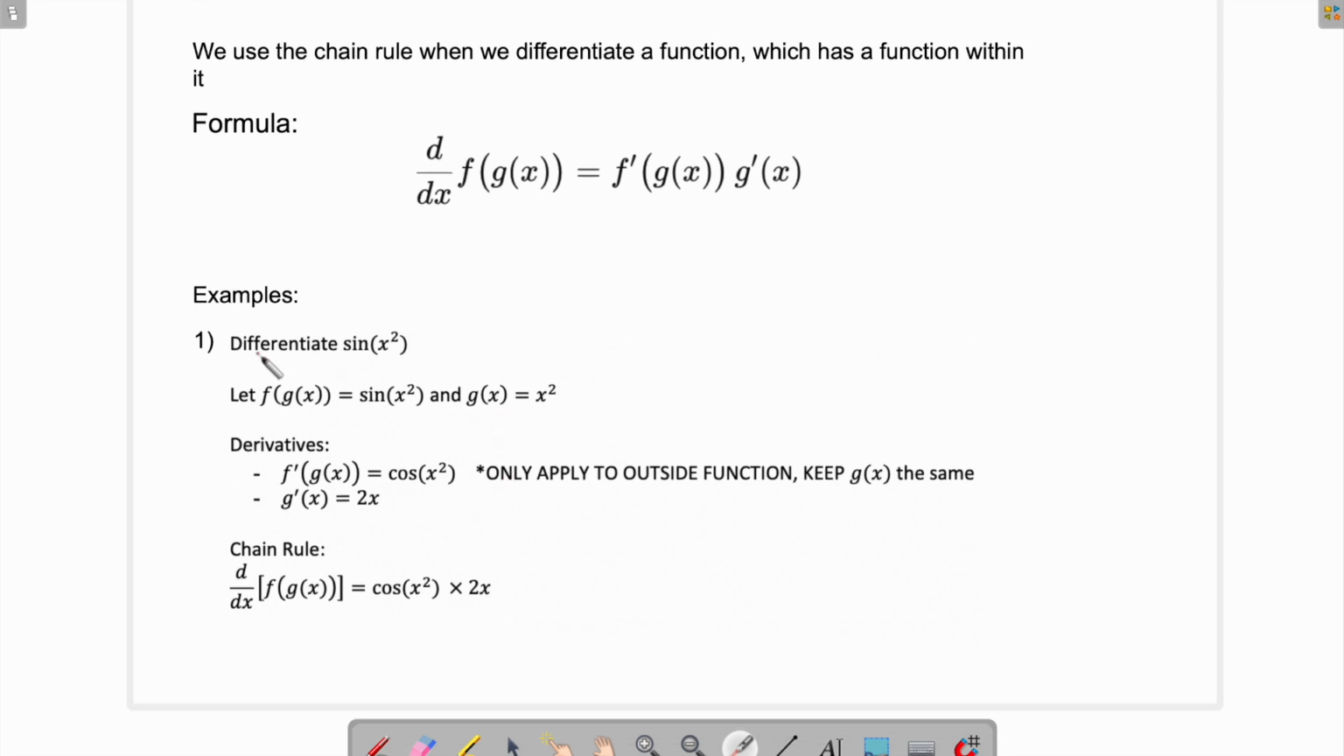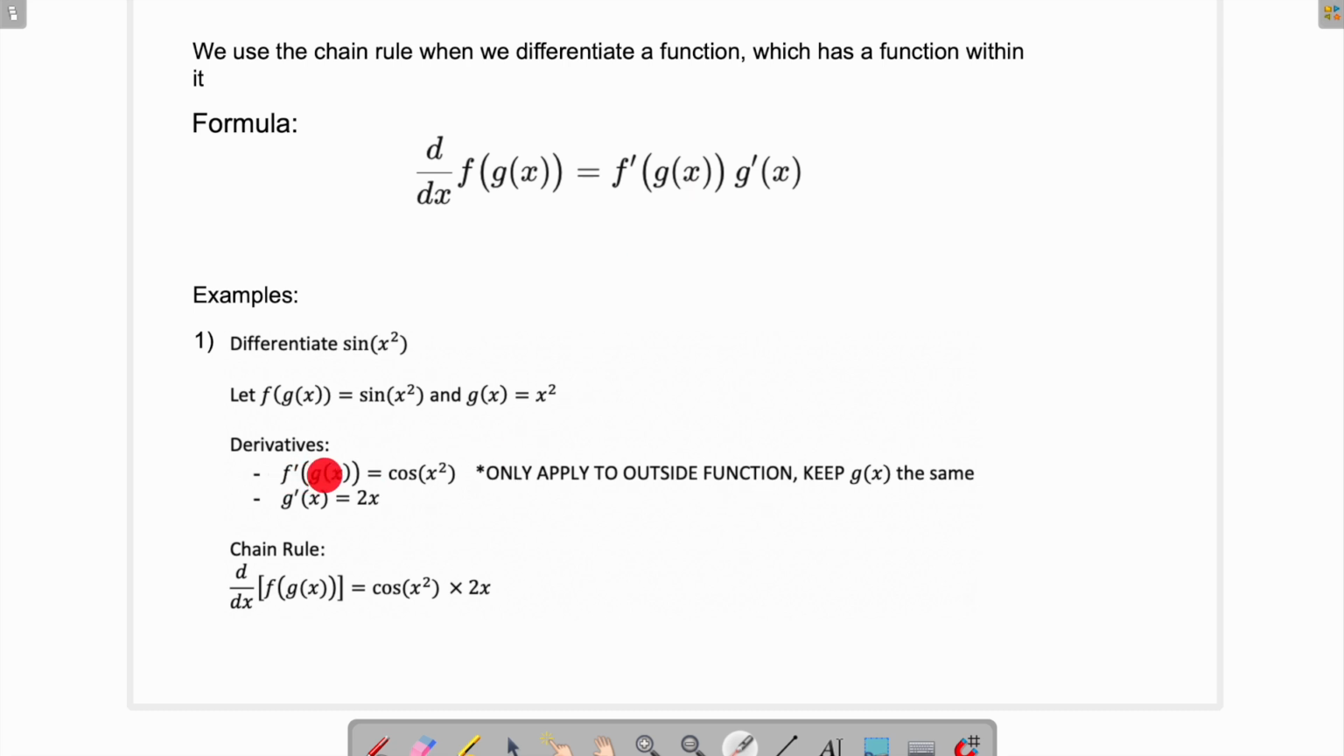So the first example we have here is: differentiate sine of x squared. Let's say what it is. The outer function, sine, is f, and g of x equals sine of x squared. That's our outer function. But our inner function here, g of x, is simply x squared. Awesome. So what did we say? We have to find the derivative of the outer function and the derivative of the inner function, while reminding that for the derivative of the outer function, we keep the inner function the same.